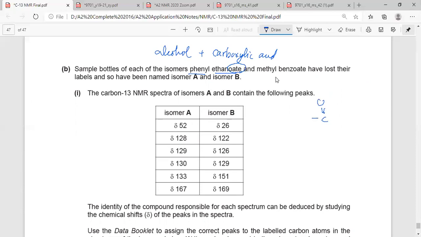CH3, and O here, it comes from the phenol group. And up here, methyl benzoate. Benzoate means 6 plus 1 carbon. It's a benzoate, and of course here's a methyl, CH3. So the two here, what are the labels? Isomers A and B. Can you see this?